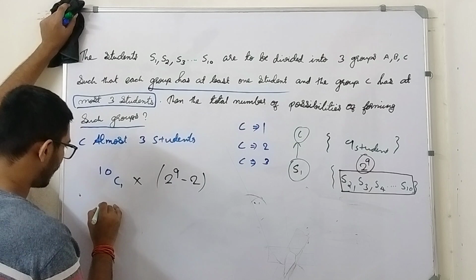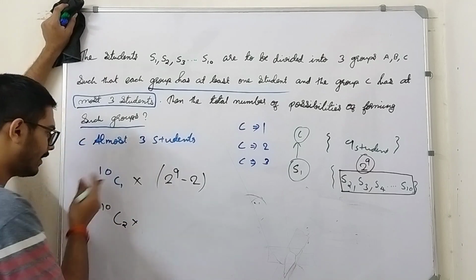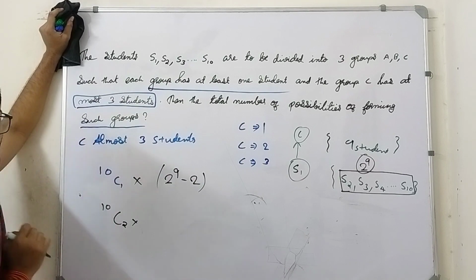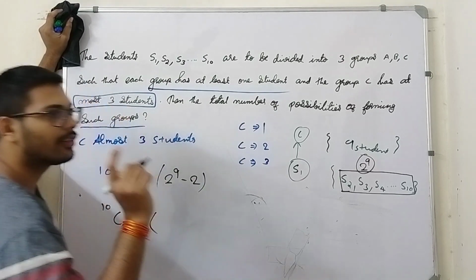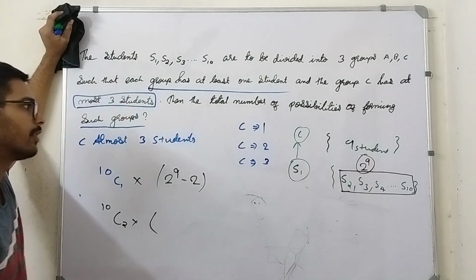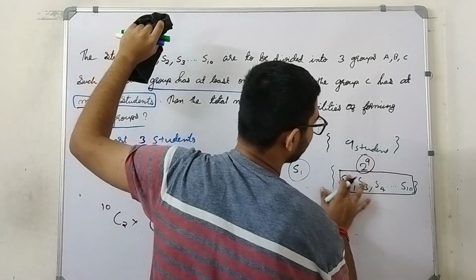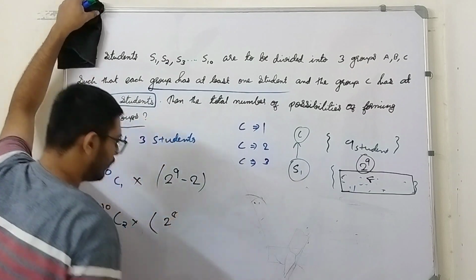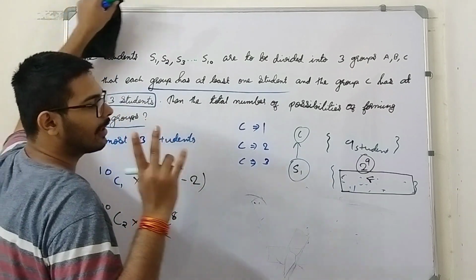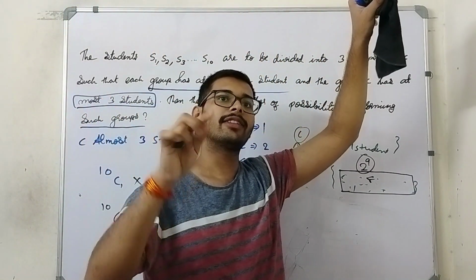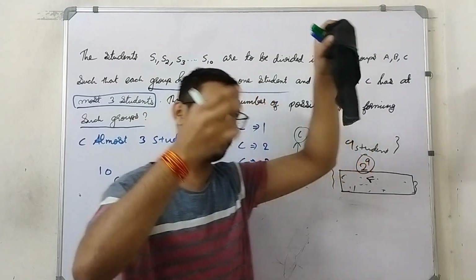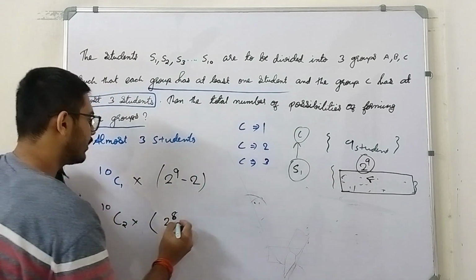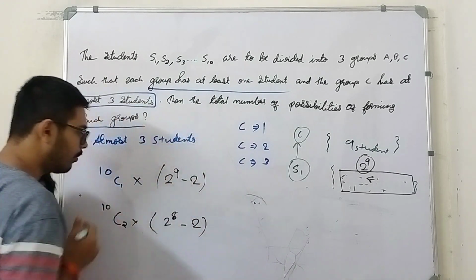If C has two students, we can select two students from 10 students in 10C2 ways. Now, there are a total of 8 students left. So the number of subsets is 2 raised to 8, but we need to eliminate two conditions: either A is the null set or B is the null set, or either A has all 8 students or B has all 8 students. So we eliminate those two conditions, because it is not possible.